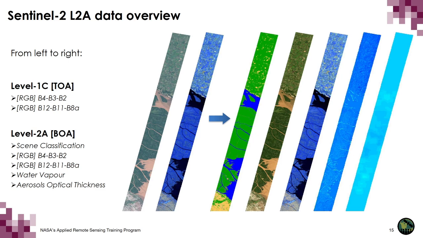Here we have the example of level 1C and level 2A Sentinel-2 data. On the left, you see the level 1C product, the top of atmosphere product, and on the right you have the atmospherically corrected product, level 2A. You can see on the left the RGB natural color combination for level 1C, and on the right the same RGB combination for level 2A after the atmospheric correction. You have also, as mentioned before, the scene classification map, the water vapor map, and the optical thickness map.